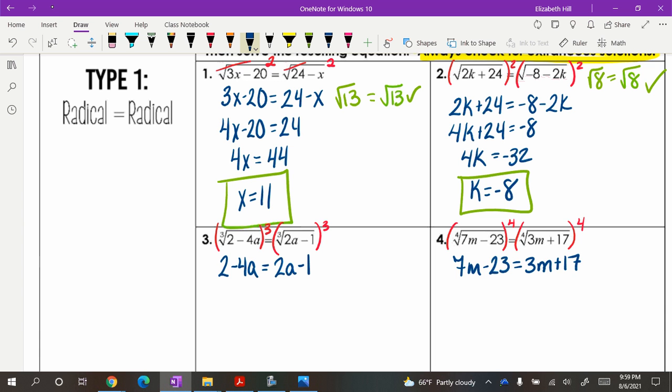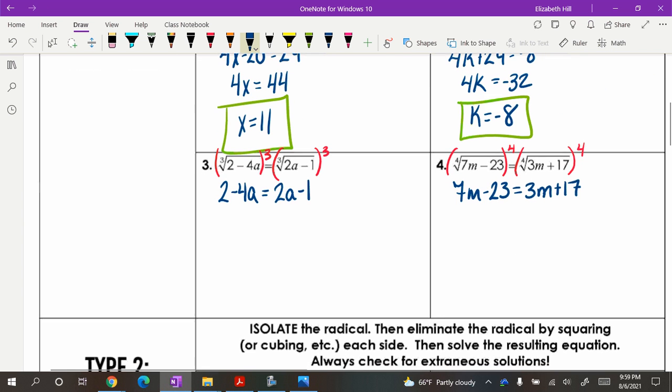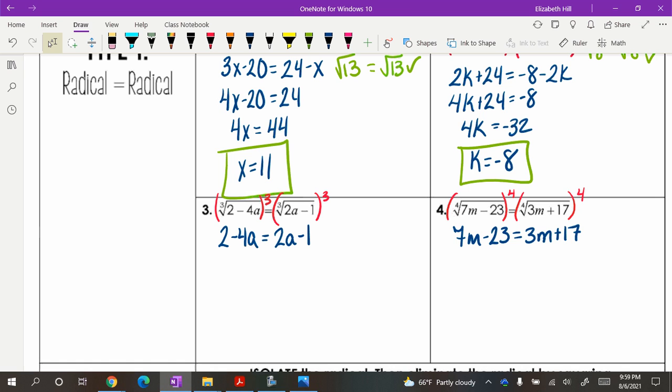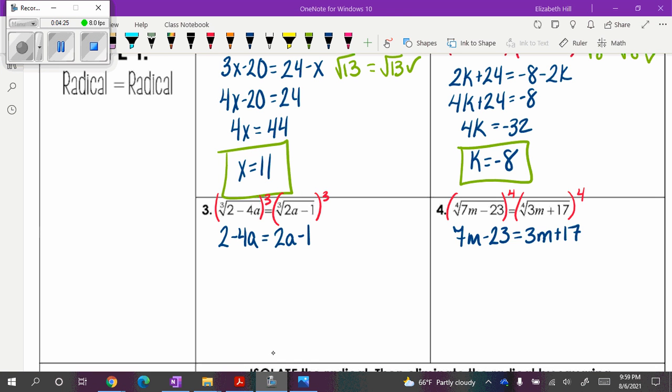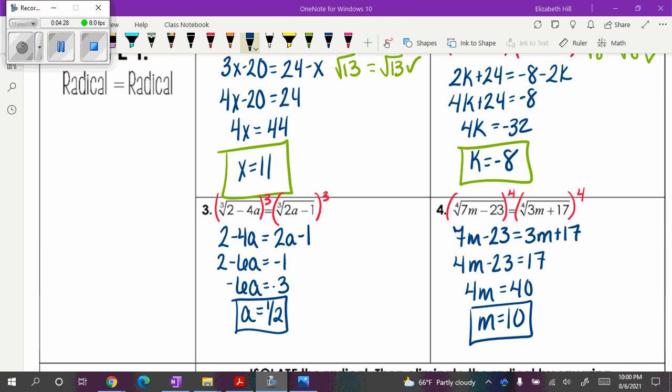All right, why don't you go ahead and pause the video and see if you can solve for those. All right, so for number 3, you should get 1/2, and for number 4, you should get 10. If you go back and check those answers, both of them do hold true, so we can move on from there.